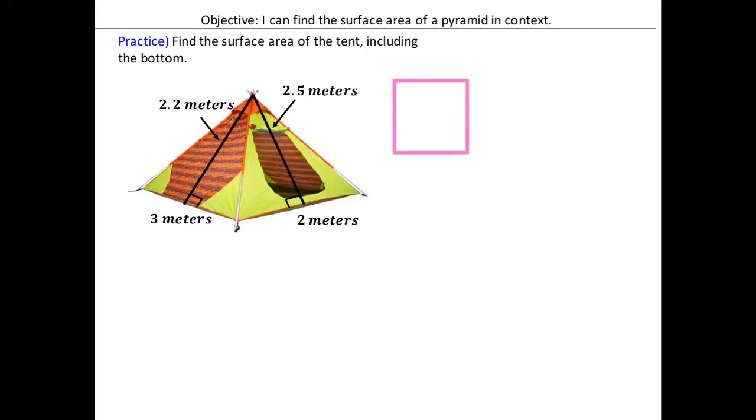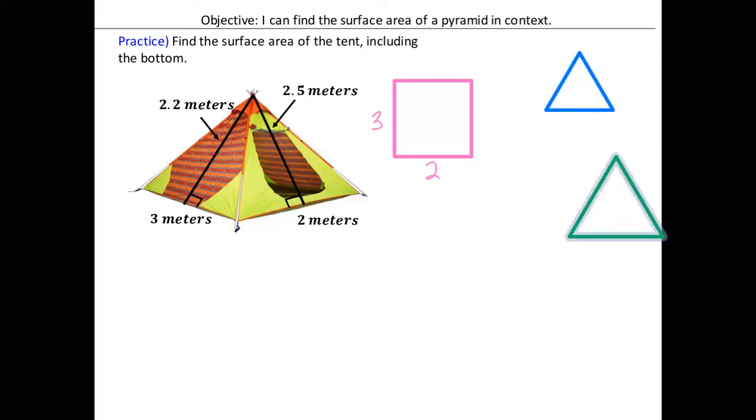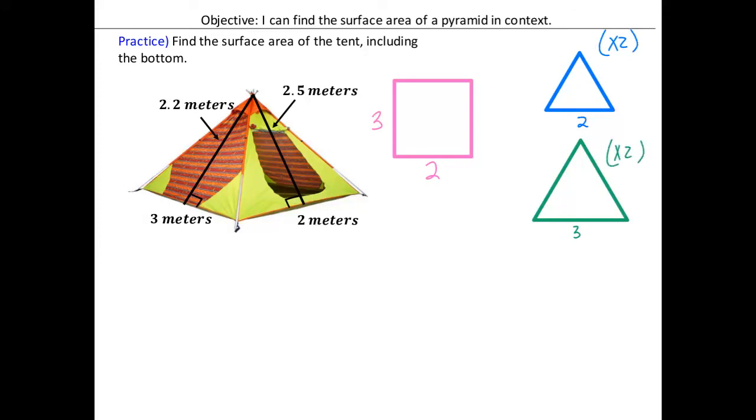It's a rectangle. They're not the same, right? We have a 3 versus a 2. So this one has 2 meters and 3 meters. So what does that tell you? How many different triangles do we have? We have 2 different sets of triangles, right? You have one that has a base of 2, and you have the other one with a base of 3. And then you're going to have two of those triangles and two of the green triangles, okay? You have to figure out what's the height for each of those triangles.